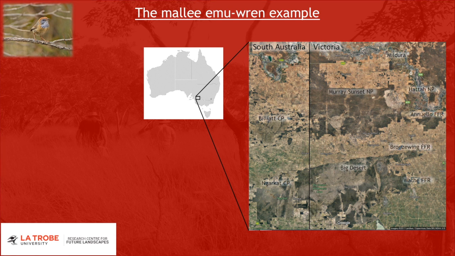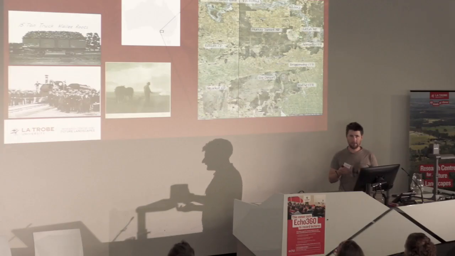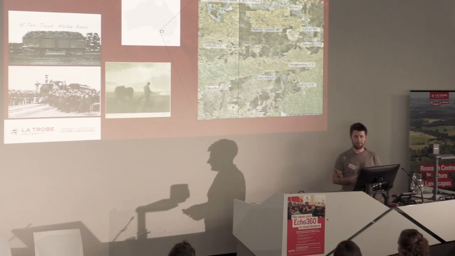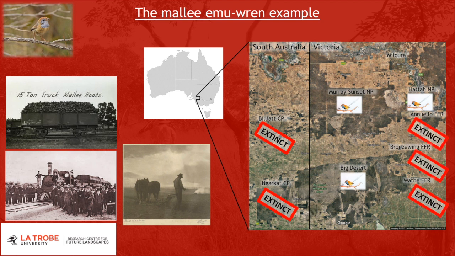All this clearing has actually happened relatively recently, in the last century or so, mainly from soldier settlers after the wars. And as a result, this landscape is now in what we would call extinction debt, with declines across a range of species. So despite that, we still have good populations of mallee emu-wrens in Murray Sunset National Park, in Hattah National Park, and in Big Desert. However, in 2014, wildfires wiped them out from Billiat and Narkat, and they haven't been seen in these eastern reserves since the 70s.